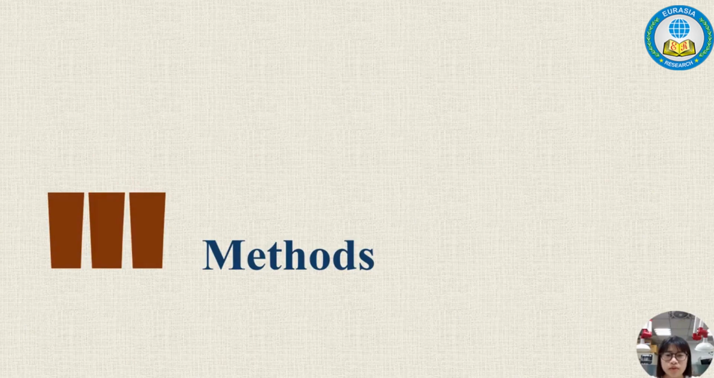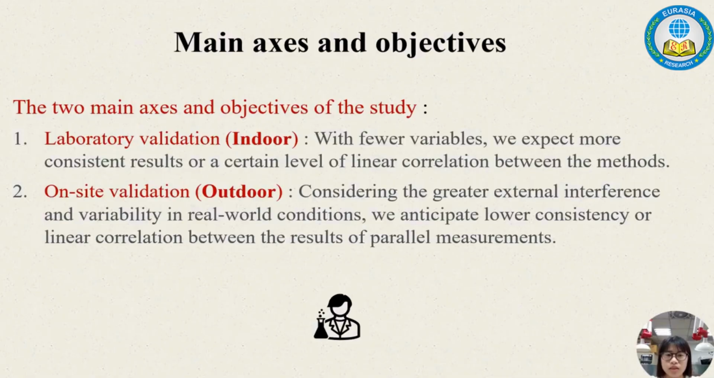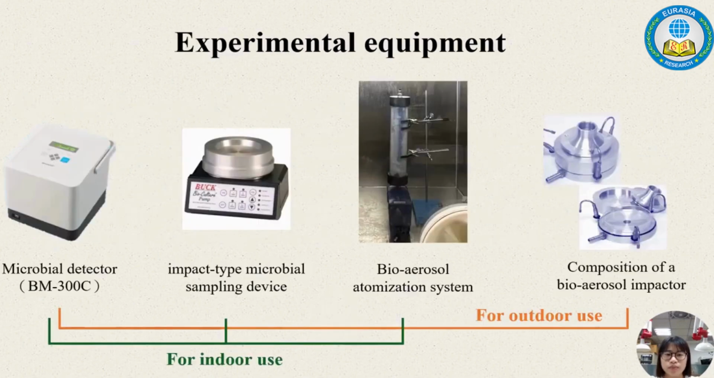3. Methods. Main aims and objectives. We are looking at two main areas: indoors and outdoors. Indoors, we expect more consistent results, or a clean correlation between methods. Outdoors, with more external factors, we are expecting less consistency, or a weaker correlation between results. Here is the device we will be using.